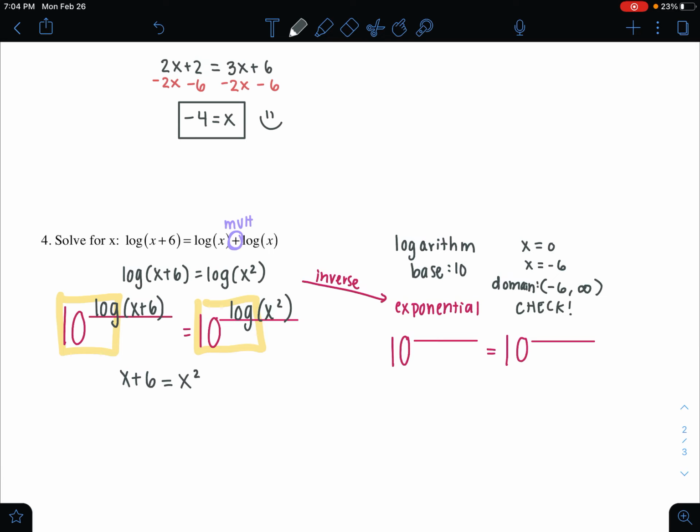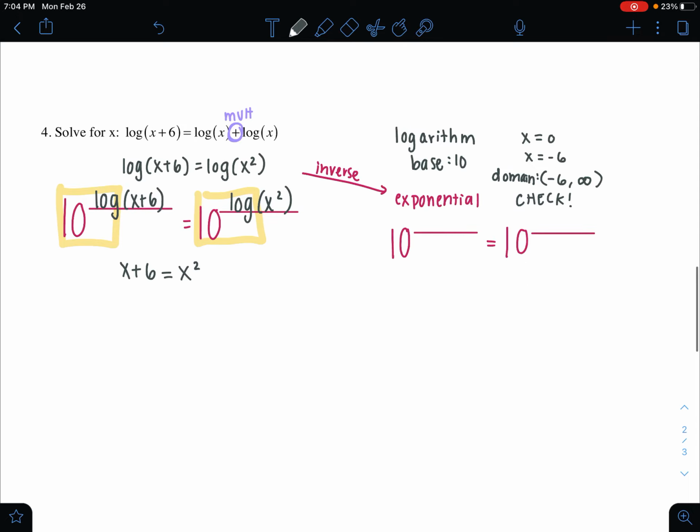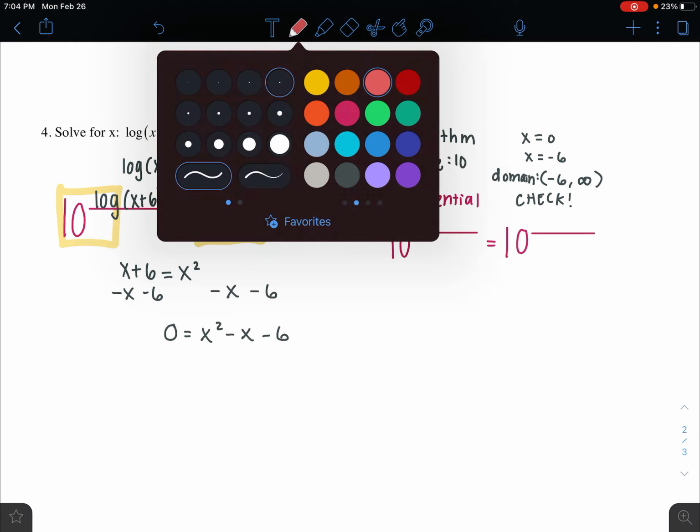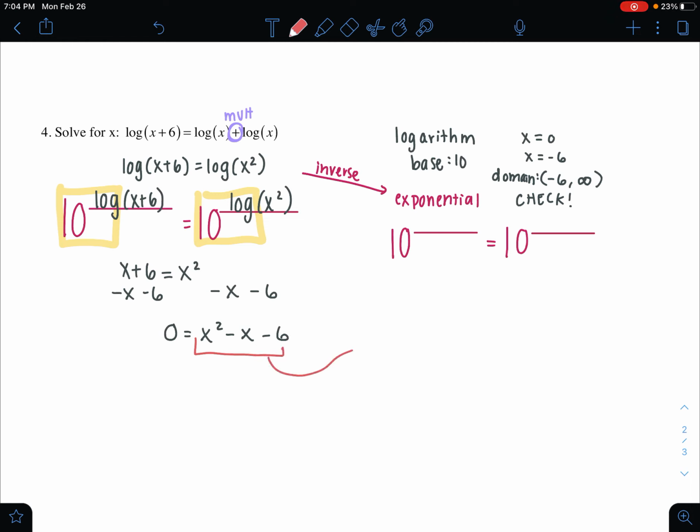Now, this time we have an x squared, which means a quadratic. When you have a quadratic, you need to move everything to one side to get it set equal to 0 to factor. So I like to keep my x squared positive. So I'm going to subtract over the x, and it cannot combine with the x squared and the 6. So we get 0 equals x squared minus x minus 6. Now go ahead and factor this. What multiplies to be -6 and adds to be -1?